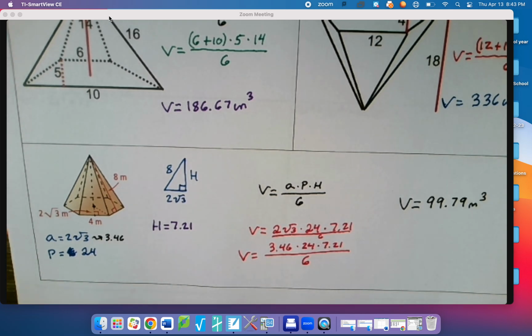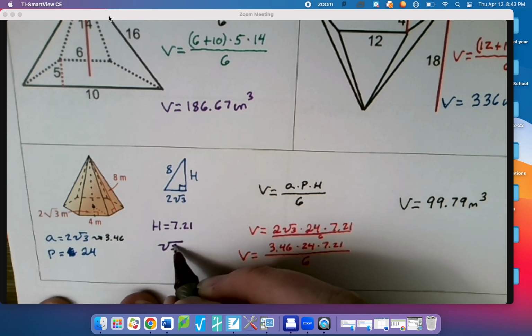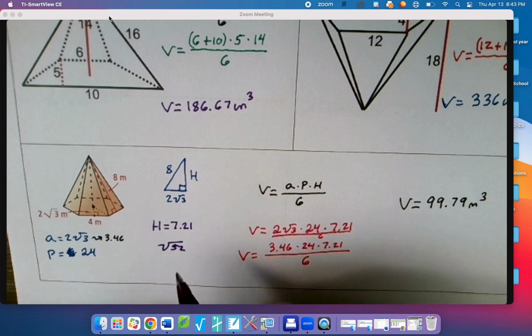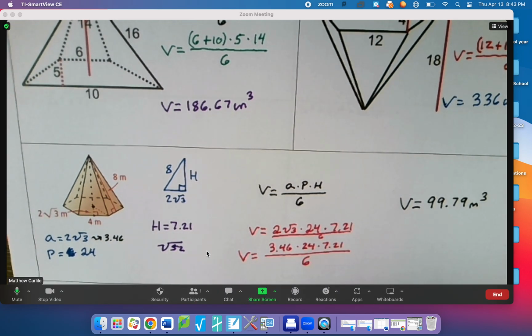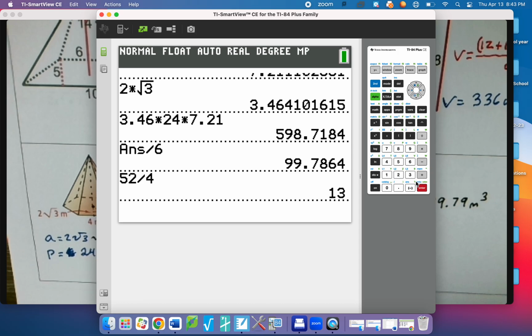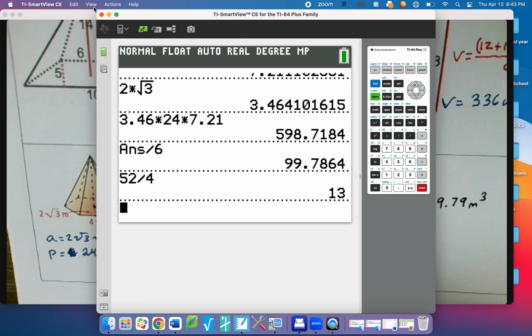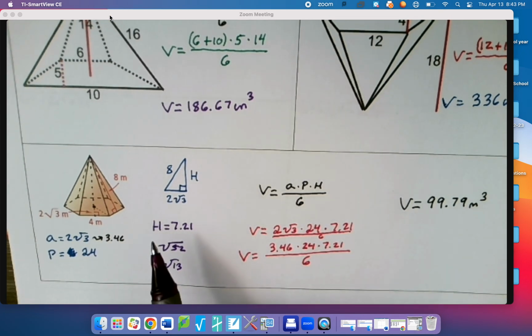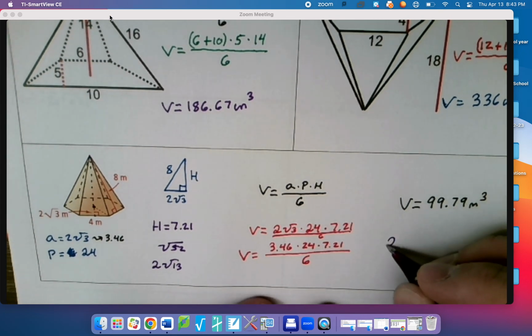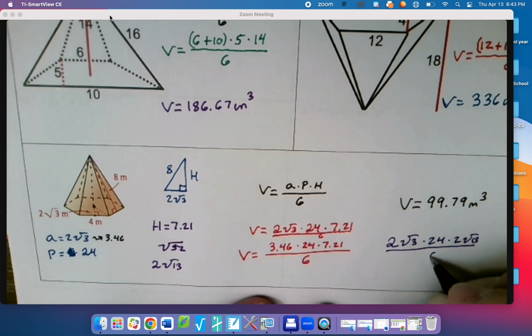Now we are able to leave it in radical form. If I remember correctly, this was root 52. I would simplify root 52. I think 4 goes into 52. Let me just double check. Yep, so I would have 2 root 13 if I decided to stay in radical form. And if we stayed in radical form, we'd have 2 root 3 times 24 times 2 root 13 all over 6.